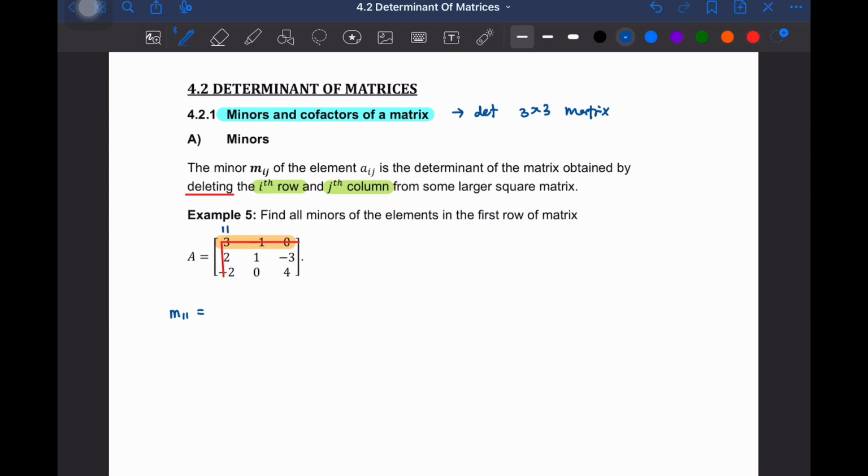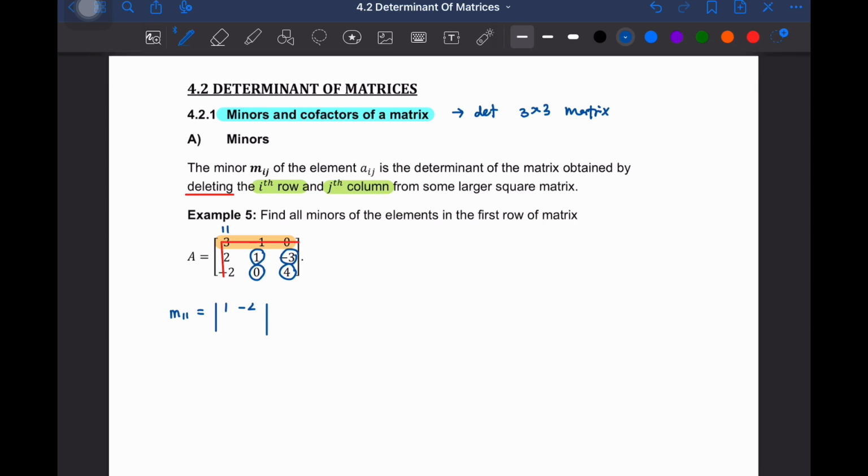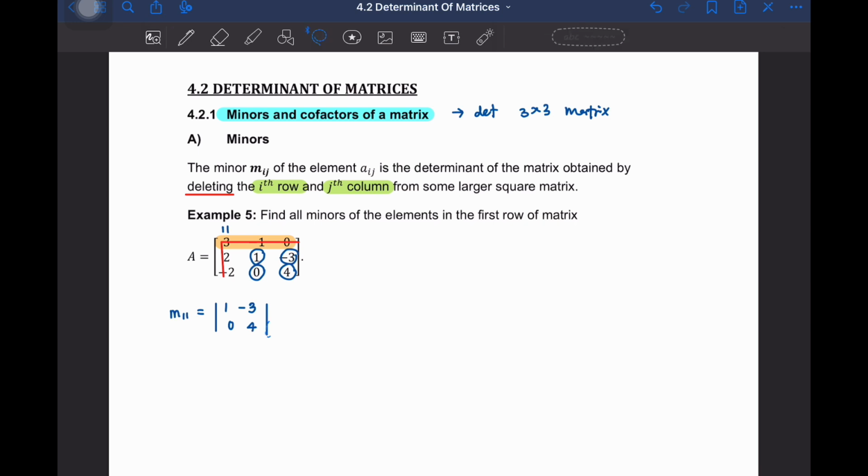Okay, so we have now letak je simbol modulus ni dekat sini. And then whatever number that is left inside. So we have 1, negative 3, 0, and 4. So you put it inside this modulus. Okay, so now next step is we are just going to calculate it by using the AD minus BC. So we have 1 times 4 is 4. And then minus with negative 3 times 0. So we have just 4. Okay, settle.